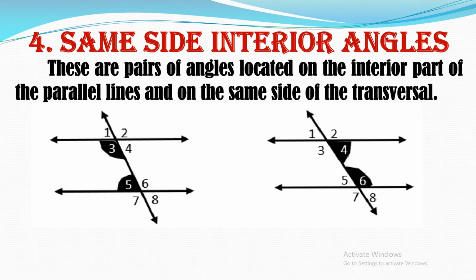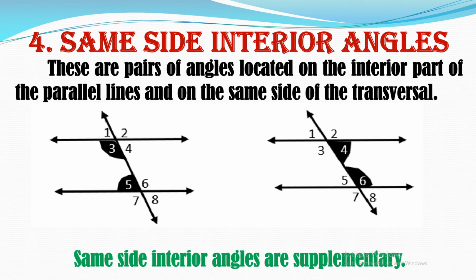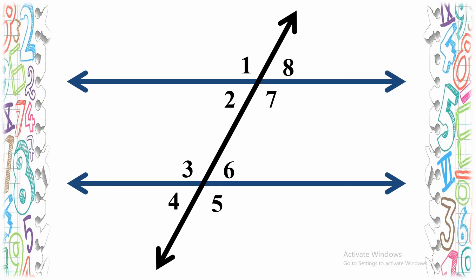And as shown on the figure, these pairs of angles are not congruent. They are supplementary. Can you still remember what supplementary is? Alright, when we say supplementary angles, these are angles whose sum is equal to 180 degrees. Let's have an example. Given this figure, can you name the same side interior angles?